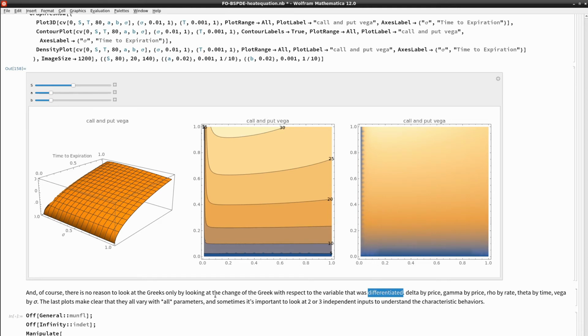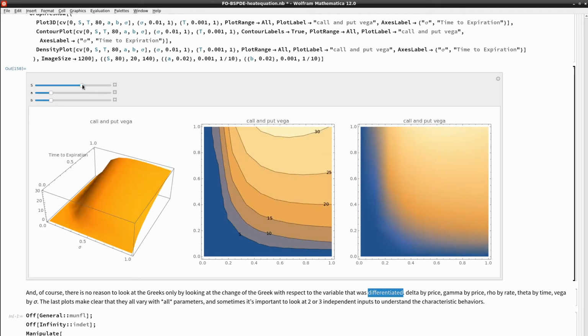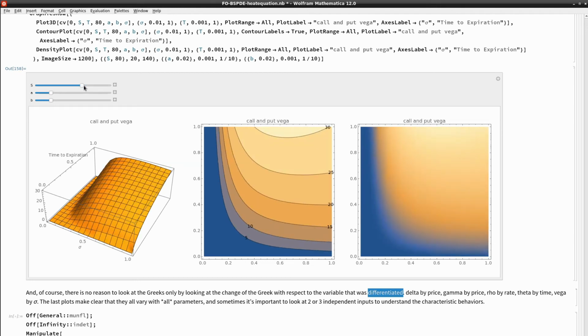Right? These Greeks also depend on other parameters, and here I've shown you the vega as it changes with respect to the stock price, even though stock price is not the variable we used for differentiating it, right? So we can look at delta by price, gamma by price, rho by rate, theta by time, vega by sigma. And that's just fine, and they're definitely important, but it's very important to also look at these Greeks in terms of all the other parameters that determine them.